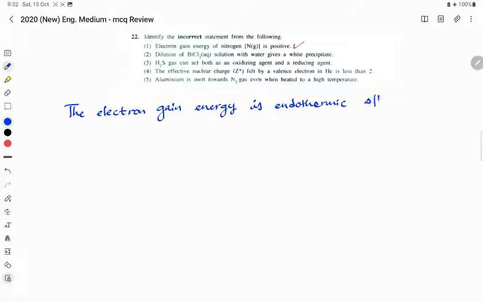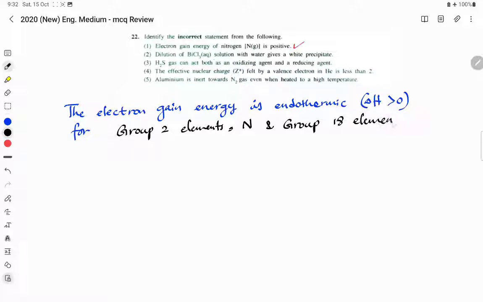That means delta H is positive. Endothermic for group 2 elements, nitrogen, and group 18 elements. Now you should remember this. Therefore, nitrogen has a positive value.